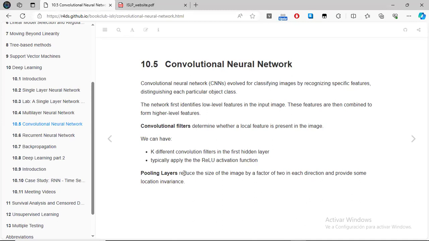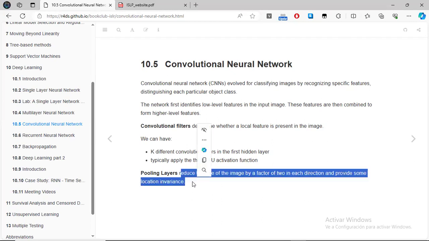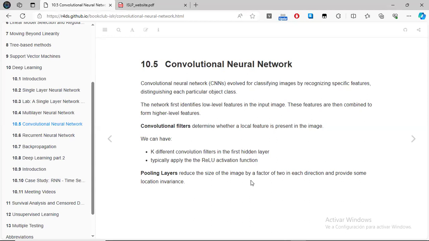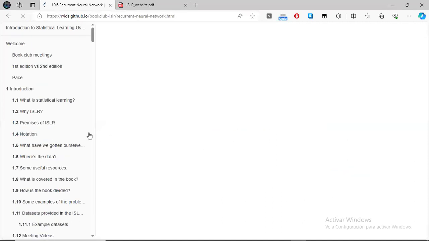And specifically, they are a type of dimension reduction, in particular by a factor of two in each x and y direction of the image. The z axis is simply the color.